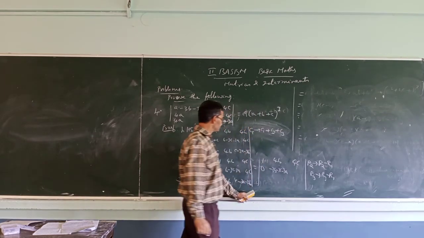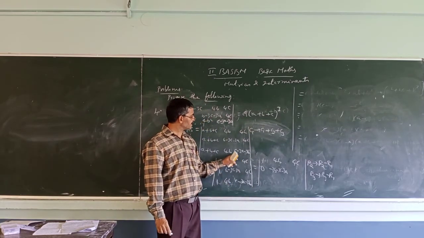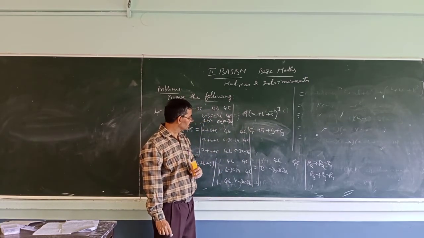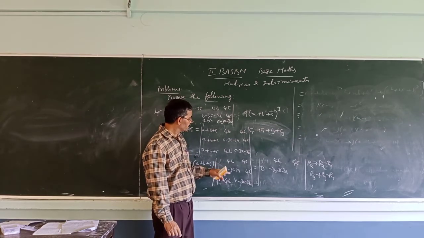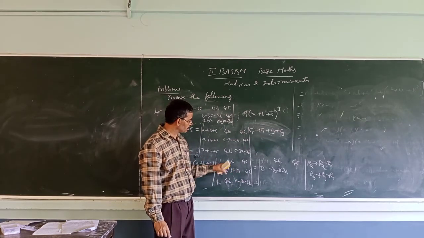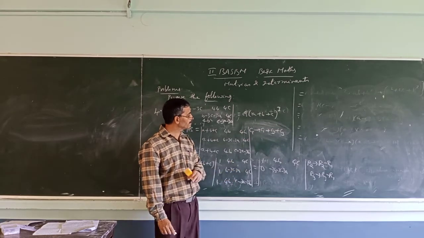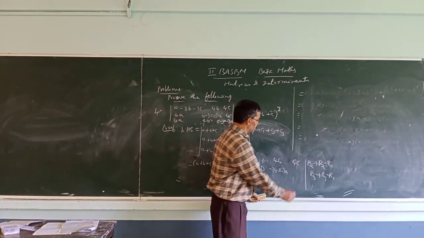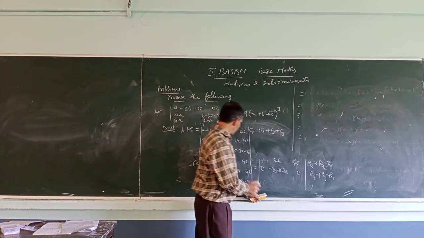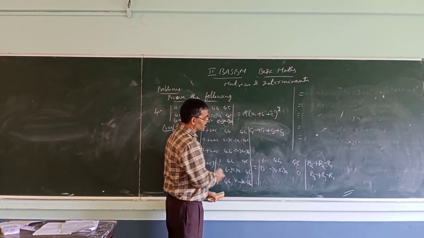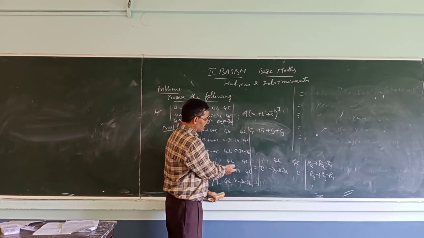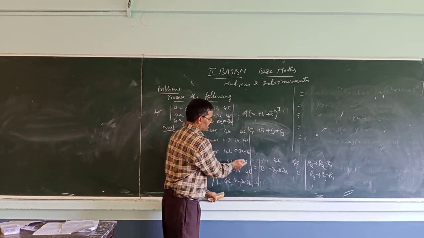Next one. 4C minus C. 4C minus 4C, this one, yes. 4C minus 4C means 0. Here, 4C minus 4C is 0. First one you have done. This one minus this one. So you got minus 3B, minus 3C, minus 3. Next, 4C minus 4C is 0.